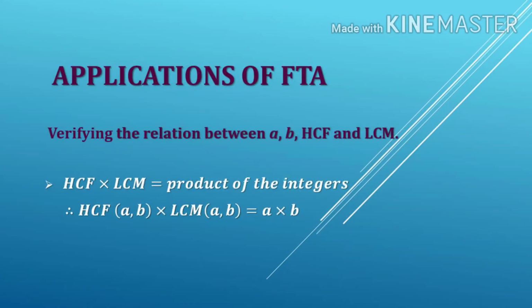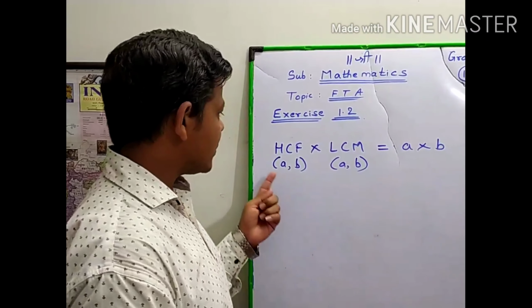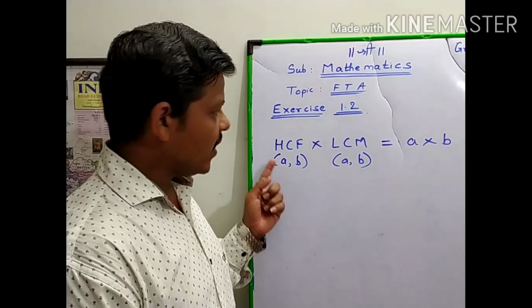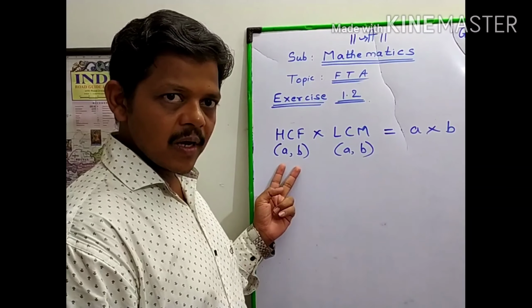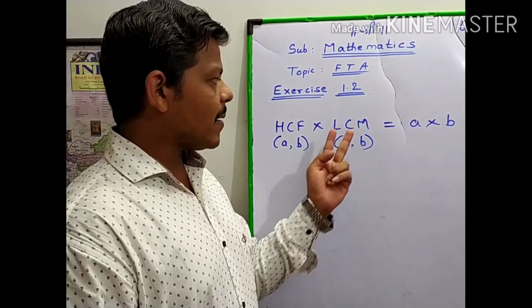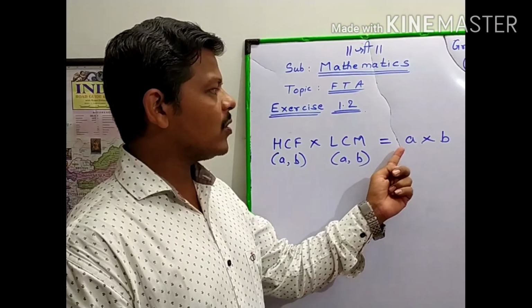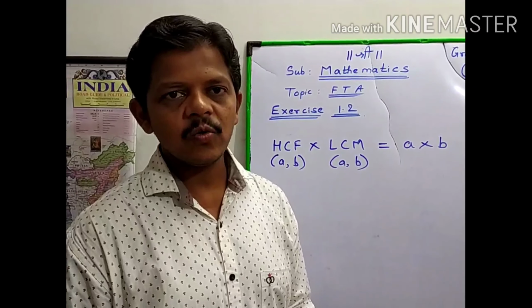One more very important application of FTA is the relation between HCF, LCM, A and B. We know that A and B are our two integers. So if A and B are the two integers, then HCF of A, B into LCM of A, B. See children, this bracket means of. HCF of these two numbers multiplied by LCM of these two numbers is equal to the product of these two numbers.